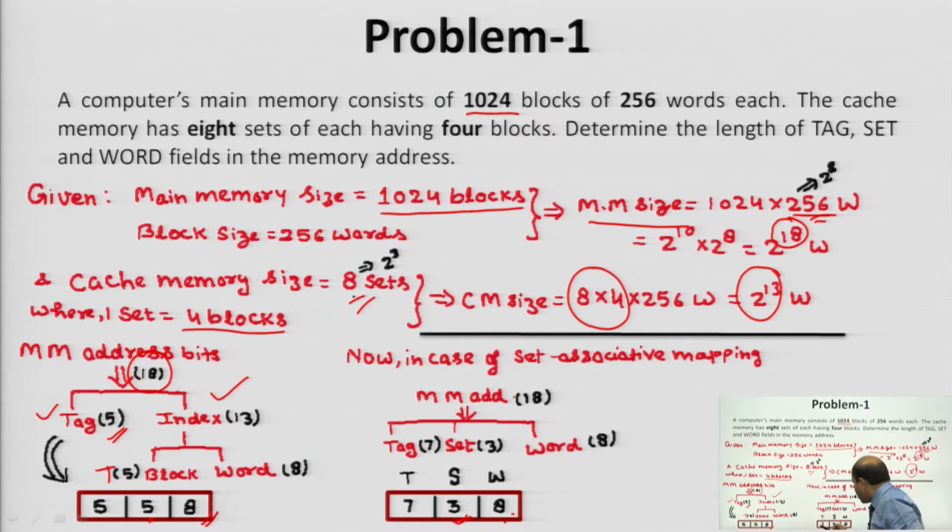Now we have to calculate the number of bits for the tag. In case of set associative mapping, the main memory address is divided into tag, set and word. The total is 18. Now, 8 plus 3 equals 11, and 18 minus 11 equals 7. So, the tag value will be 7. In case of set associative mapping, the values will be 7, 3 and 8, and in case of direct mapping, the tag, block and word will be 5, 5 and 8. Now, let us come to the next problem.